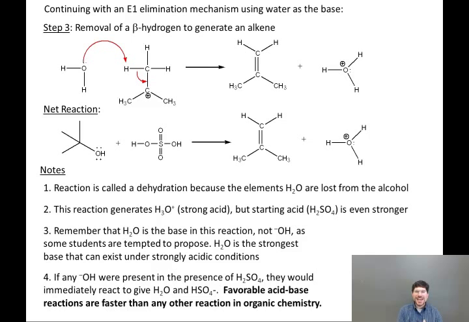This final point is so important I put it in bold. Favorable acid-base reactions are faster than any other reaction in organic chemistry. So any OH- that may be generated in a minuscule amount under strongly acidic conditions will immediately react to give H2O. So if you're under acidic conditions, when you have acid present and your intermediates have positive charges, you always want to make sure that you never use OH- as a base, because it will not exist.